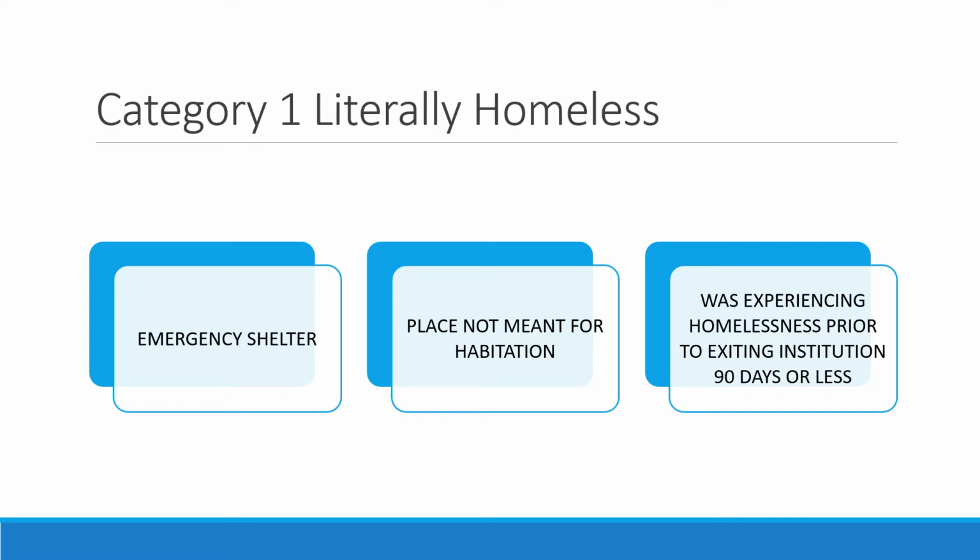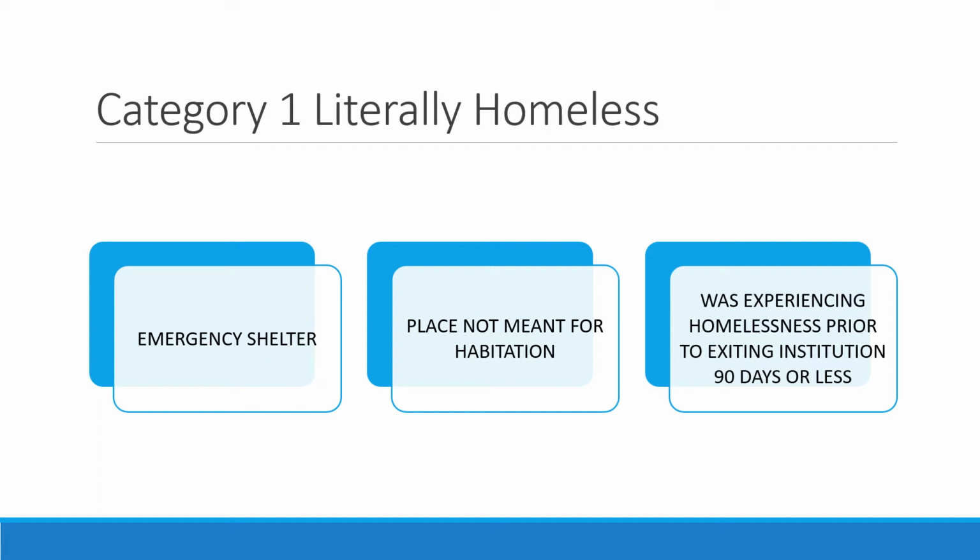So an example of what HUD means by a place not meant for habitation: this can be someone who is living in a car, a vehicle, sleeping outside. This can also be someone who is living in a place where they don't have access to utilities like heat, air conditioning, running water, like living in a garage or an abandoned building. And then examples of emergency shelter in our CoC would be the Arch, Salvation Army, McCabe, Foundation for a Homeless Shelter. And so anyone who's staying in an emergency shelter is also considered literally homeless.